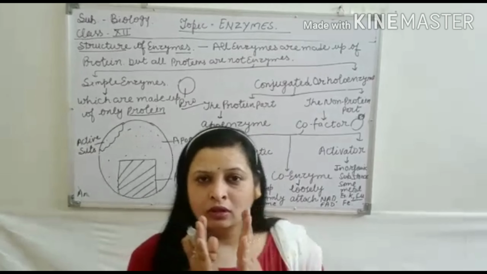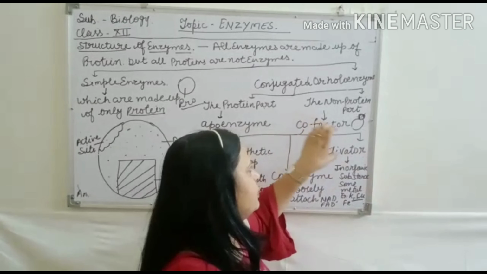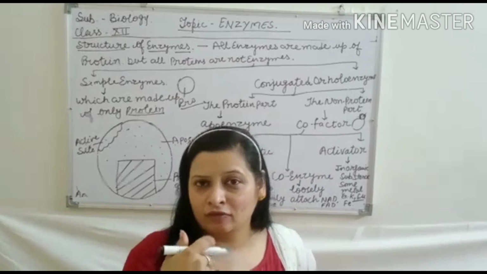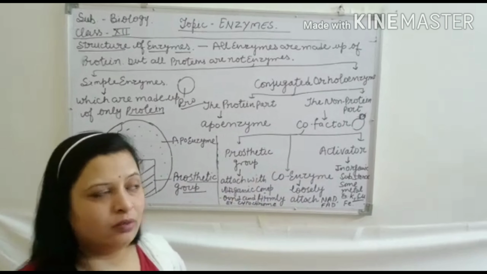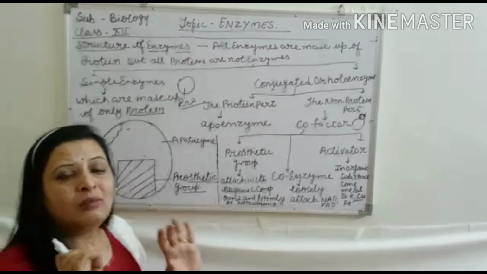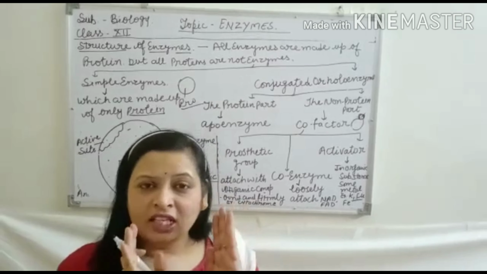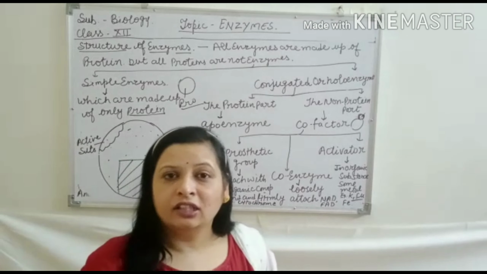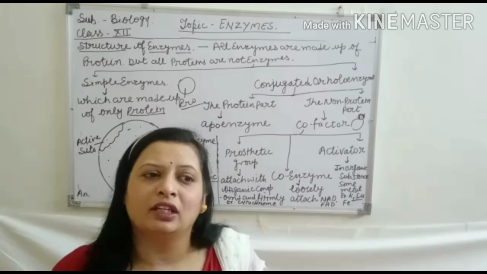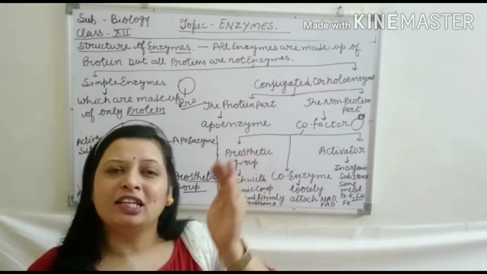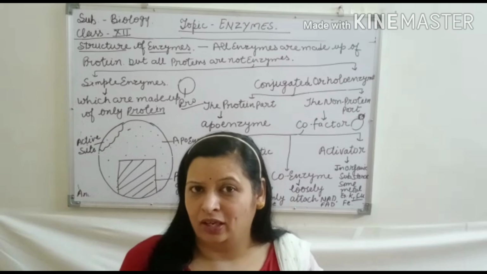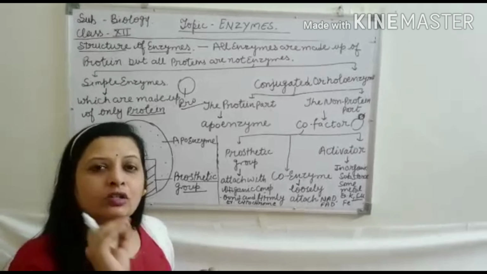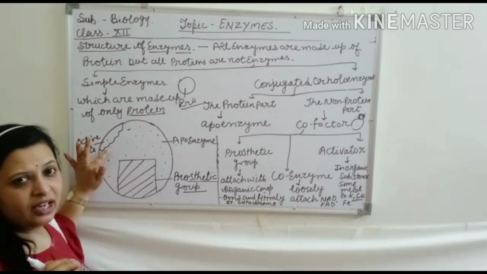So these are the types of non-protein part. Now one other thing is very important for enzymes. Enzymes have some specific sites. These specific sites are called active sites. They are very useful to combine any substrate with the enzyme. It is a specific site.